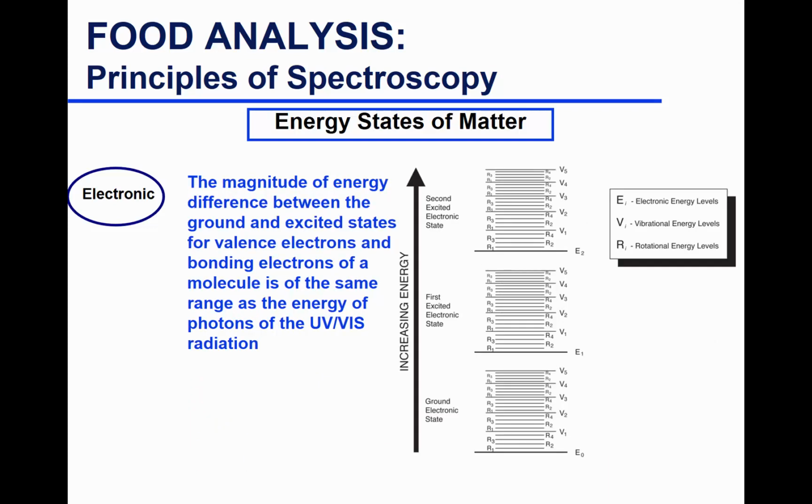So the magnitude of the energy difference between the ground state and the excited states for valence electrons and bonding electrons of a molecule is of the same range as the energy of photons of the UV-vis radiation. So in that range, in the UV-vis radiation, you get a change in electronic energy.